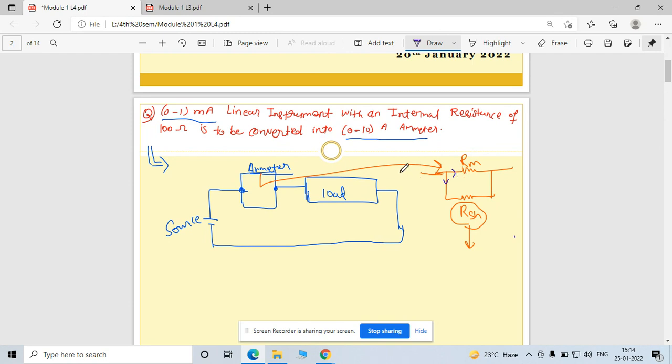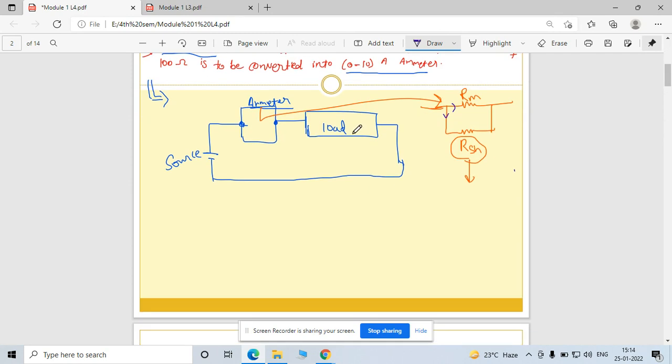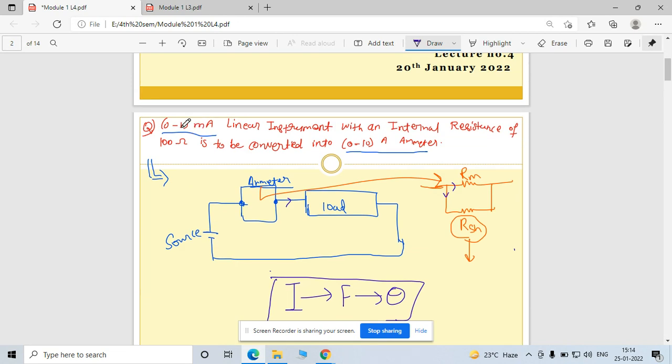Any meter works on the principle which I already discussed. First, the entering current is converted into force, and the force is responsible for the deflection angle theta. Because of theta, your pointer moves, and by using the calibration process, you can easily find the required quantity. Here our aim is to find the current, or to increase the limit of your ammeter from 0 to 1 ampere to 0 to 100 ampere. So this is the basic structure of your ammeter: the meter resistance is connected with the shunt resistance, and the whole meter is connected in series with your load.